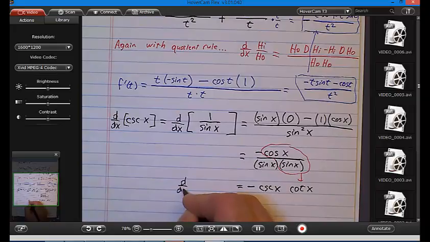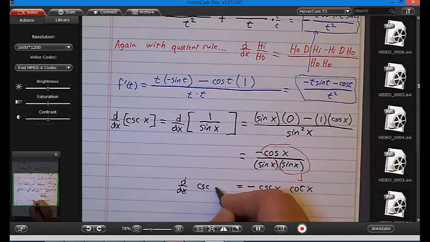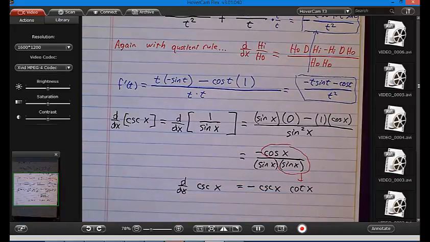Don't you have to split cosine x into like 2 different parts? Yes, you have to split it, so it's cosine x over sine x. So, cosine x over sine.